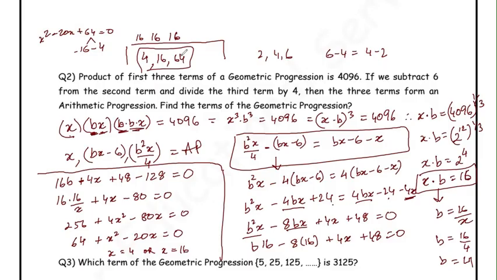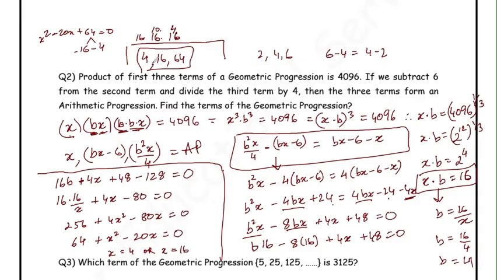Then you'll have to work out the second sentence. What if I subtract 6 from here? I get 10. What if I divide this by 4? So I get 4. So 16, 10, 4, it works out. 16, 10, 4, it is in AP. And 16, 16, 16 also works out.